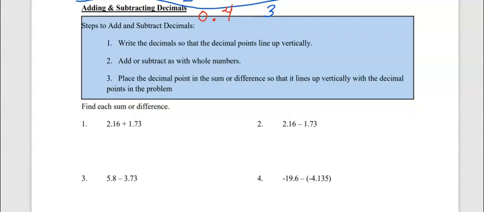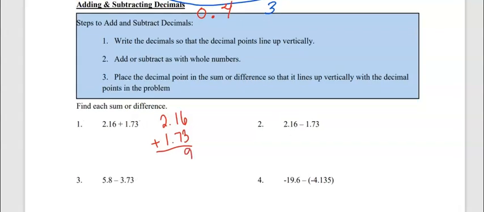So to work this next problem, which is the same problem that we just did, we have 2 and 16 hundredths. And we're adding 1 and 73 hundredths. And notice there I lined up the place values and I lined up the decimals. 6 and 3 is 9, 7 and 1 is 8, and 1 and 2 is 3. And we get the same answer that we did above of 3 and 89 hundredths. On number 2, we'll work it in a very similar way.